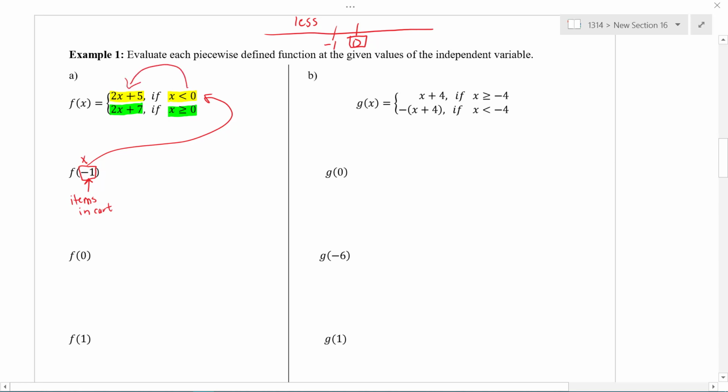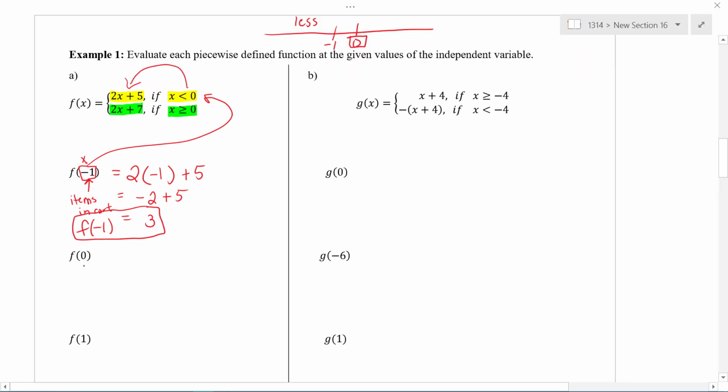Okay, so 2x plus 5 is the equation that we're going to use. So wherever we have an x, we can put parentheses, and inside of that parentheses, we're going to place the -1. Okay, we're going to simplify that. Okay, so 2 times -1, that's -2 plus 5. -2 plus 5 is a positive 3. Okay, so f of -1 is going to be a positive 3.